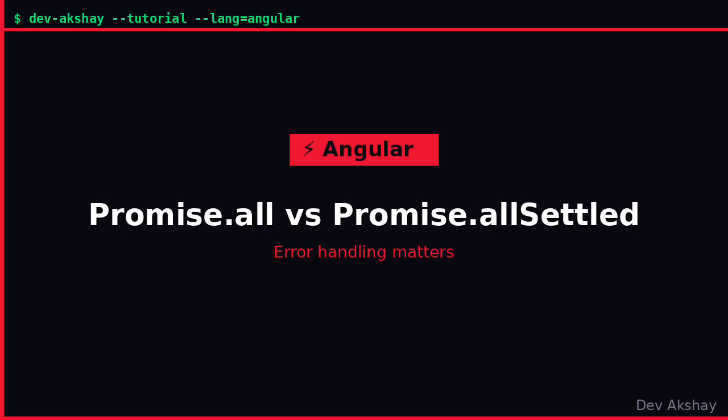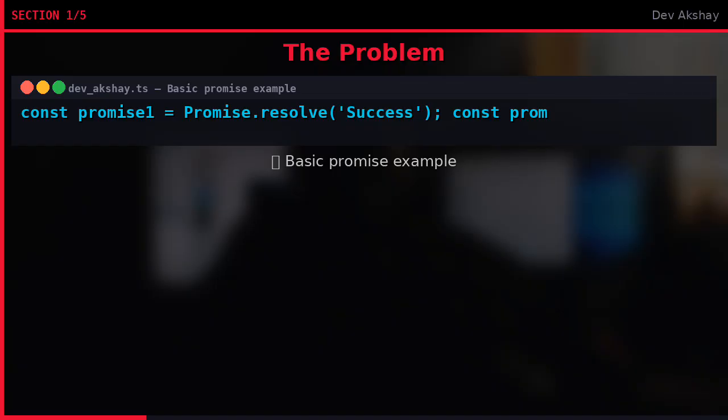Today we are covering Promise.all versus Promise.allSettled, a crucial distinction in JavaScript that can save you from nasty bugs in your Angular projects. Now let's talk about the problem these methods solve. When working with multiple promises, you often need to wait for all of them to resolve or reject. This is where Promise.all and Promise.allSettled come in, but they handle errors differently.